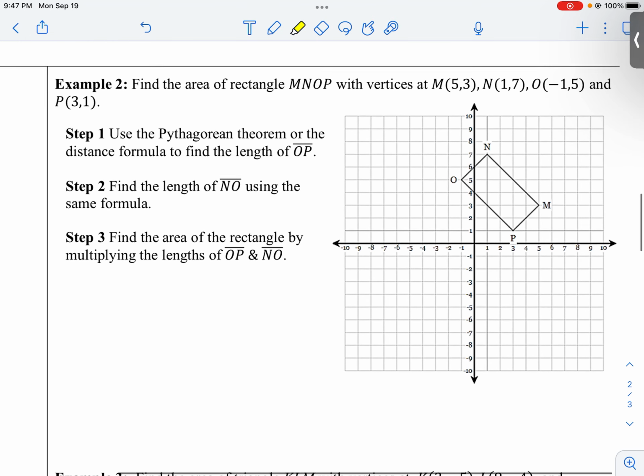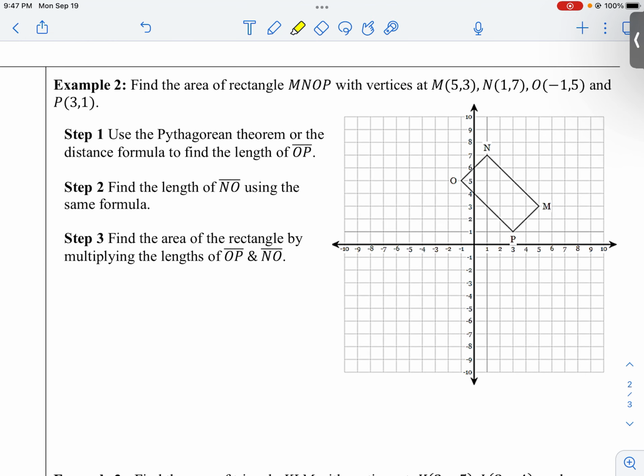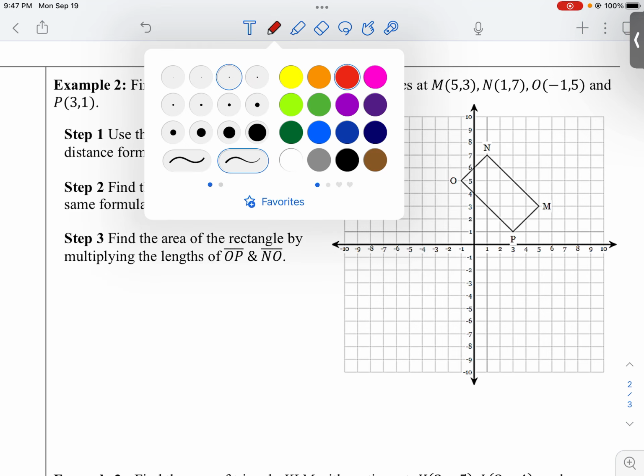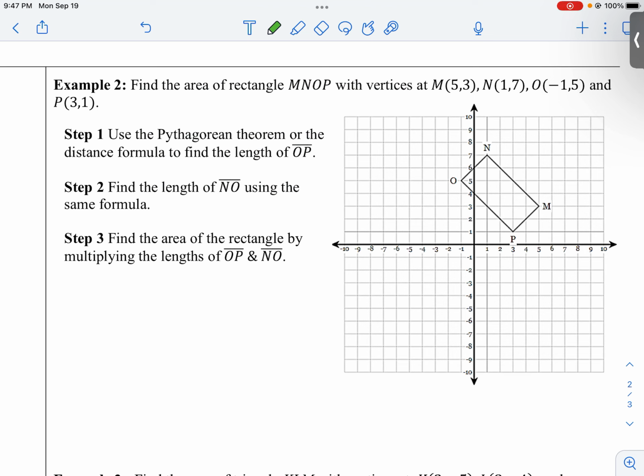So now I have this big problem. Notice there are only 2 of them. That means your assignment should be similar. So I want to find the area of a rectangle, and I give you the vertices. So the first thing I'm going to do is label all that stuff. So N is 1, 7, O is -1, 5, P is 3, 1, and M is 5, 3. So now I have all my numbers, and then I have the steps spelled out for you.